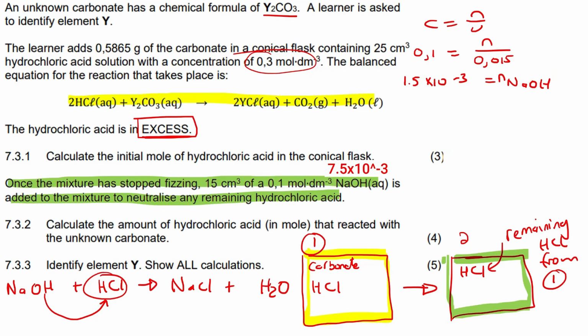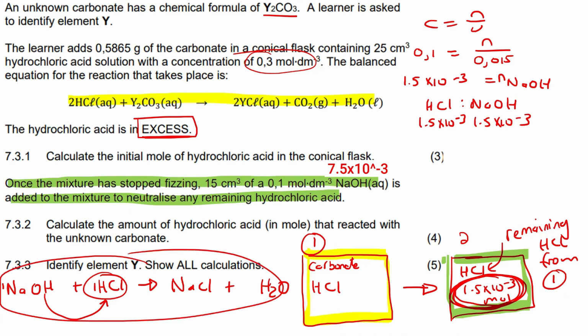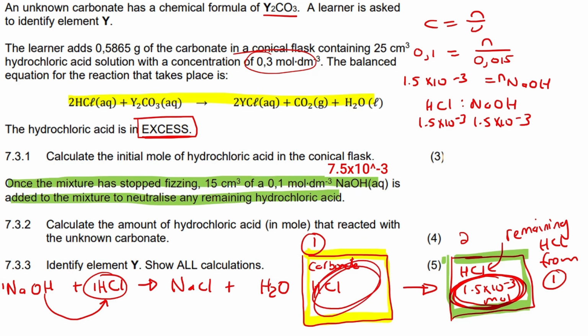So now we can get the ratio of HCl to NaOH. We can see from the balanced equation that it's 1 to 1. So if we have 1.5 times 10 to the minus 3, then this will also be 1.5 times 10 to the minus 3. So now we know how much HCl was in this reaction. So now we know that in the very beginning, we started with this amount of HCl. We know that in reaction 2, this is how much was still left over, because that is how much was able to react over here. So then how much did we actually use in this part over here?